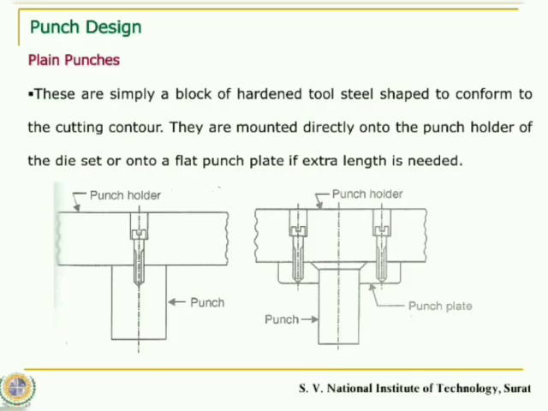Plain punches are simply a block of hardened tool steel which is shaped to conform to the cutting contour. These plain punches are mounted directly onto the punch holder of the die set or onto a flat punch plate if we require extra length.